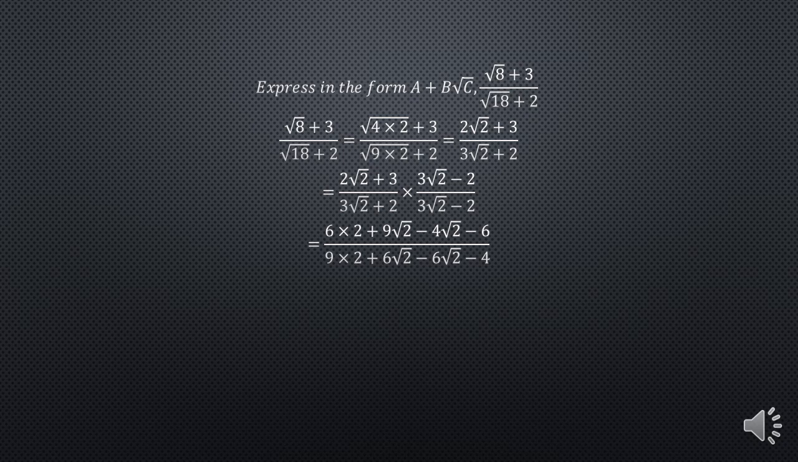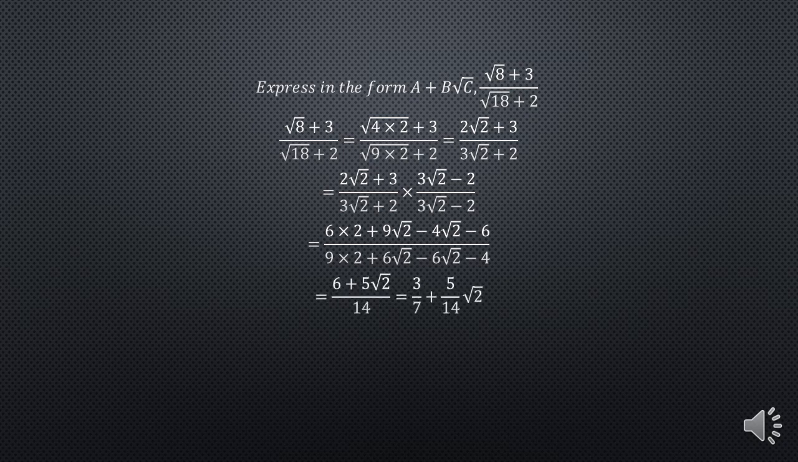Then 3 root 2 times 3 root 2, which is 3 times 3 times root 2 times root 2, which is 9 times 2, because root 2 squared is 2. Then 3 root 2 times 2, which is 6 root 2. Then negative 2 times 3 root 2, which is negative 6 root 2. Then negative 2 times 2, which is negative 4.